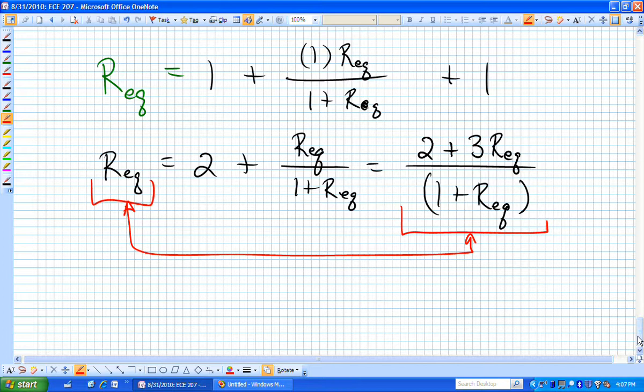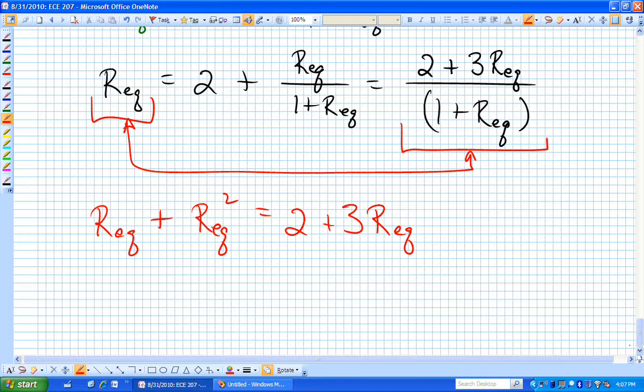Let me clear my fractions. Let me multiply both sides by the denominator, 1 plus R equivalent. If I do that, I end up with R equivalent plus R equivalent squared is equal to 2 plus 3 R equivalent. Make sure I'm still awake. Is that okay? Question?